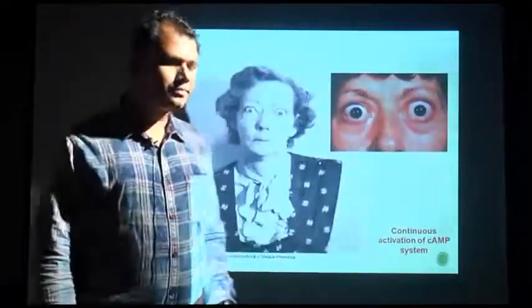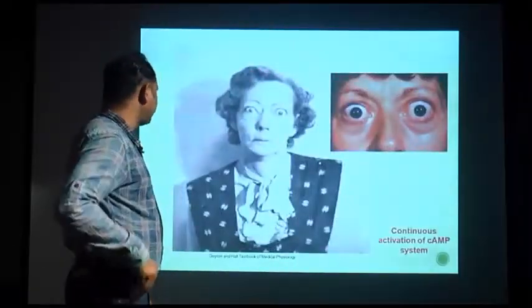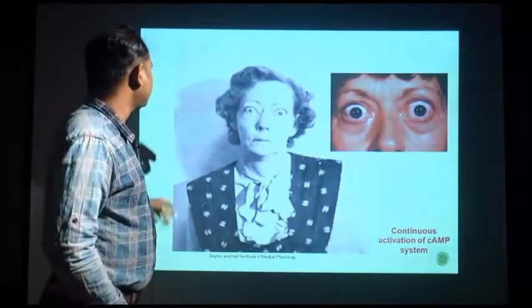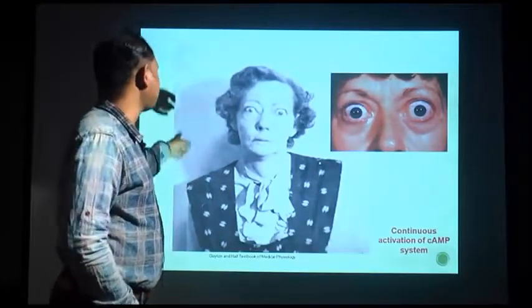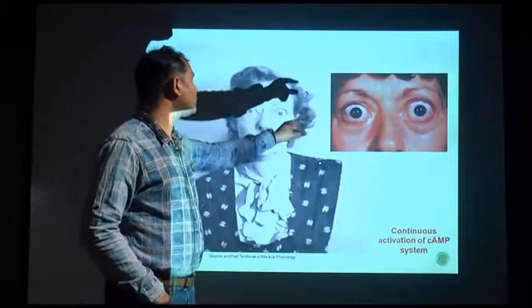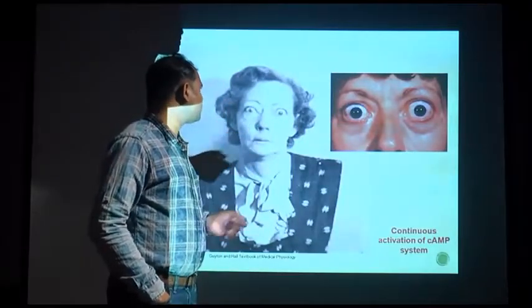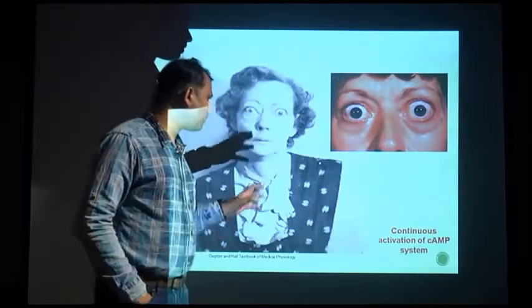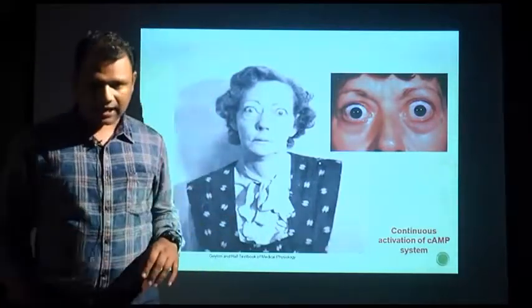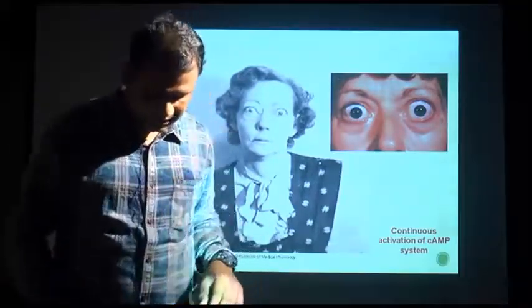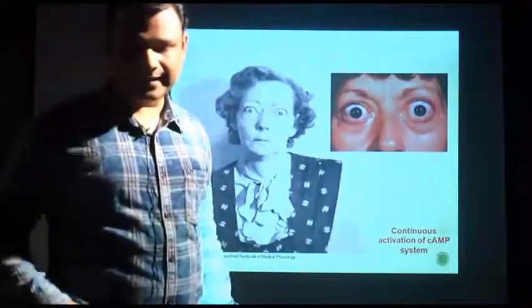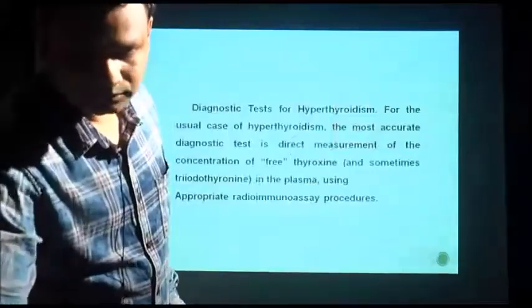So this diagram shows a person with Graves' disease. You can see her appearance. In a closer look, you can see how the eyeballs are bulged out. This is a pure condition of Graves' disease, and this basically happens in adults after attaining maturity.